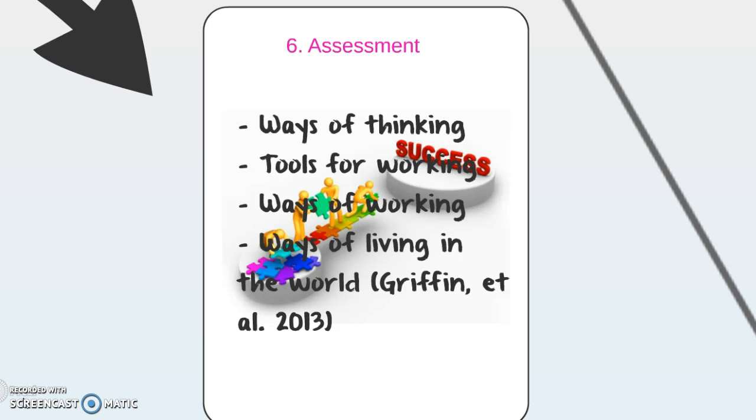And finally, ways of living in the world. How we as teachers are making them aware of the world where they will live, promoting our students to be citizens, local and global, life and career, and how to make them responsible in a society as a person and as an individual.